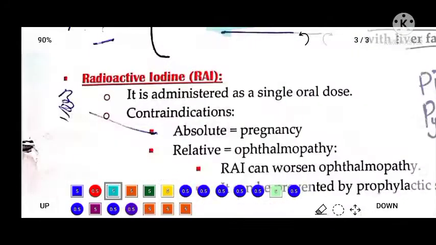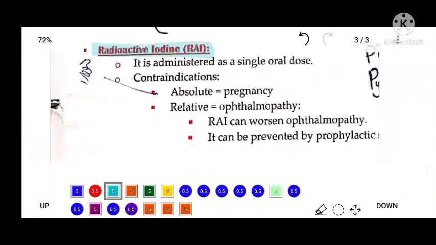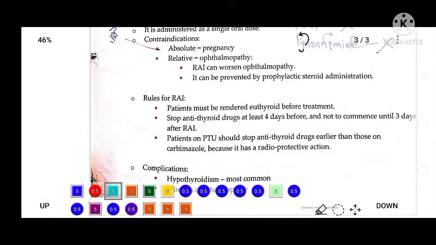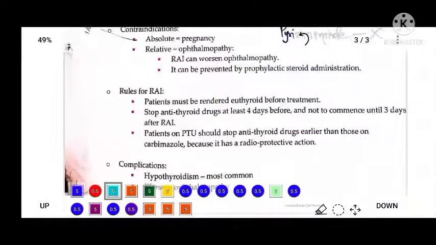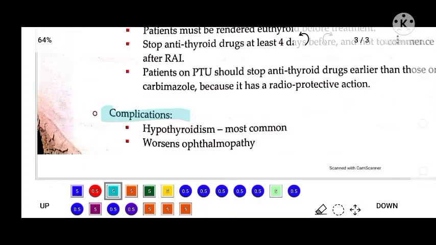So in this way we can give treatment. Another treatment is radioactive iodine. This is absolutely contraindicated in pregnancy, and radioactive iodine can cause hypothyroidism or worsening ophthalmopathy. So in this way, we can treat the patient with hyperthyroidism.